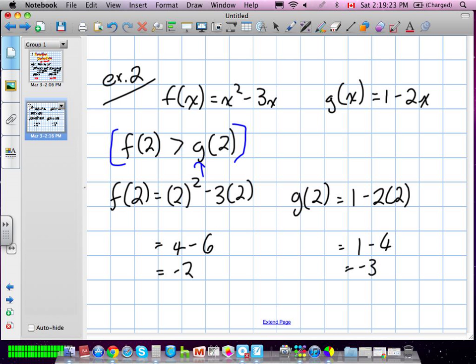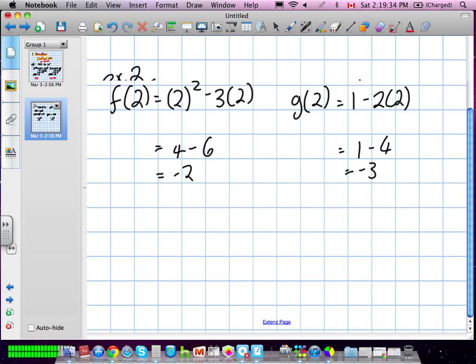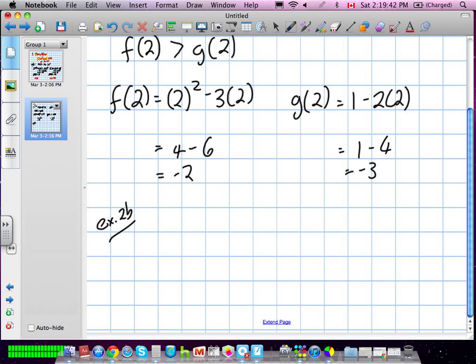Now, there's other things you can plug into these equations too. It doesn't have to be just numbers. For instance, in the second example, we'll call it 2b, they tell you to determine what this is, g(3b). What that means is they want you to take g at x, which is 1 minus 2x, and it's the same idea. They want you to substitute 3b in for x.